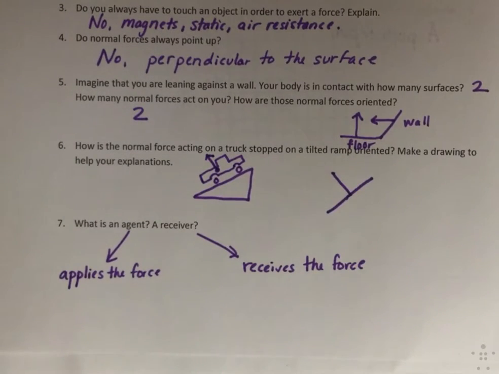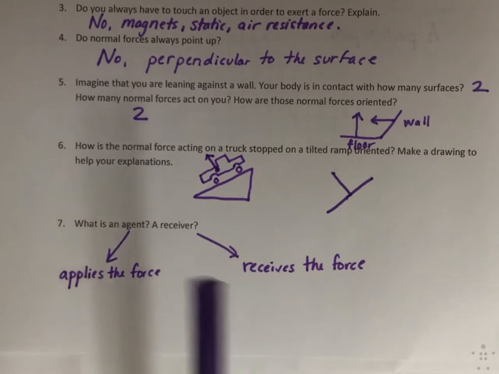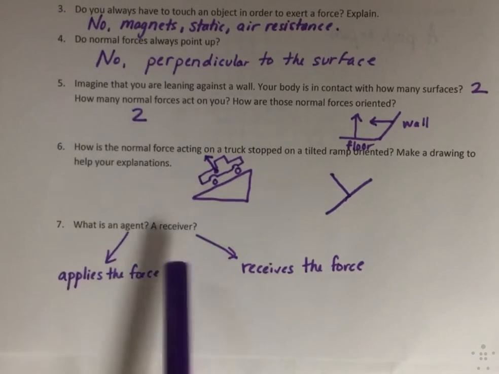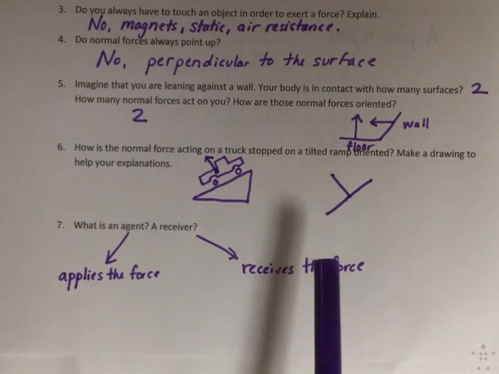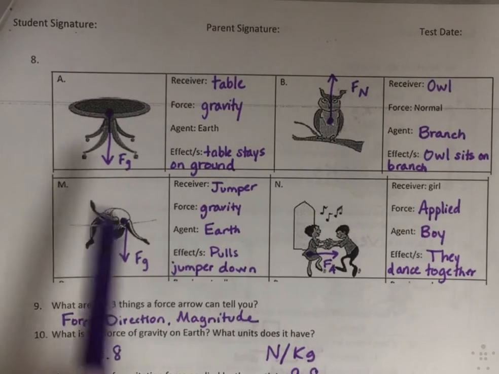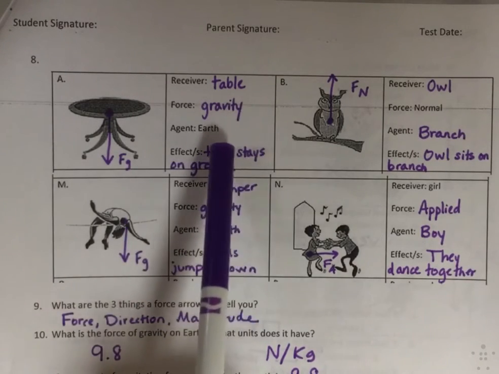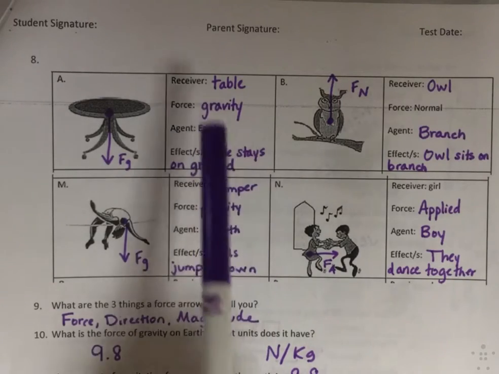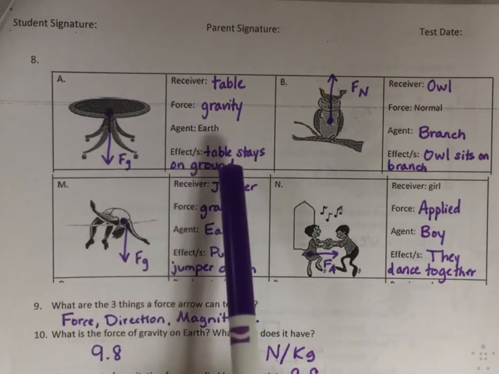Number 7, what is an agent and what is a receiver? Well, an agent applies the force, and then a receiver is the one receiving it, so the one that feels the force. And these are some review from a worksheet that we did a few weeks ago, but you should still be able to do it. So for here, I knew that the force was gravity because the agent is Earth. The receiver is obviously the table. It keeps the table on the ground.